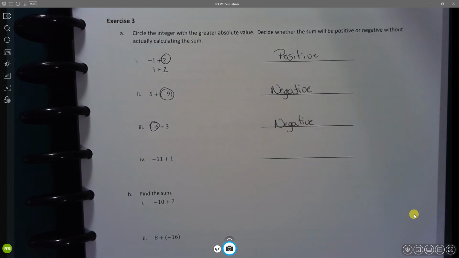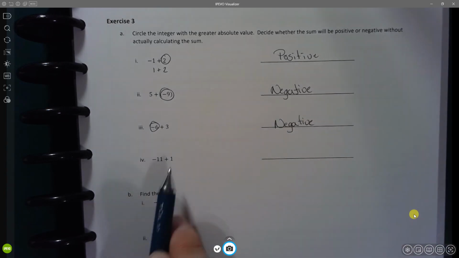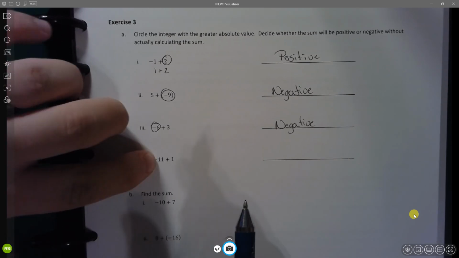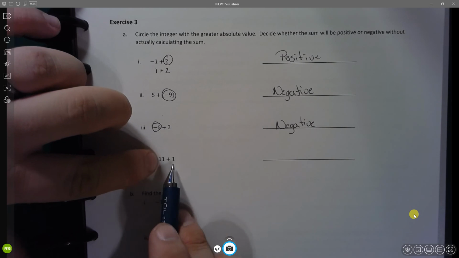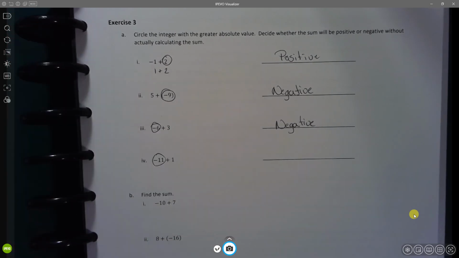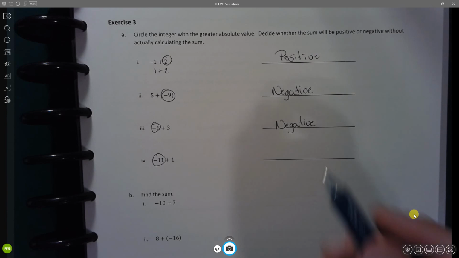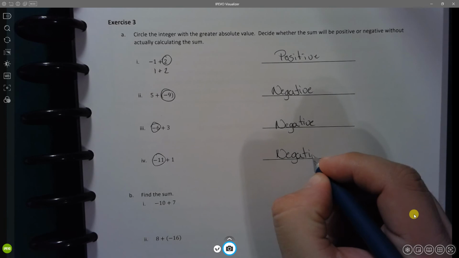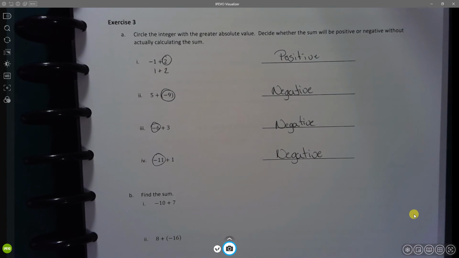Okay, -11 plus 1. Which number is larger, without the signs? So look at it again. We've got 11 and 1. Which number is larger? 11 is. Does 11 have the negative sign? It does. So that means my answer would remain negative.